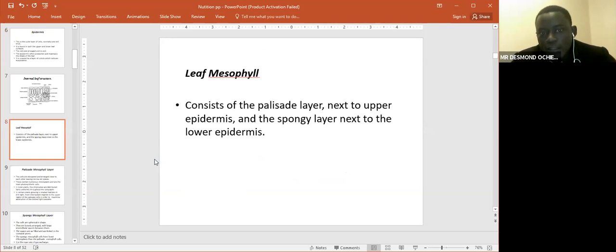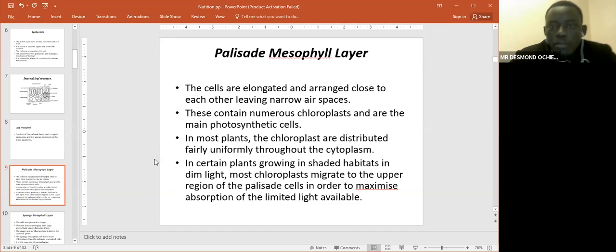The leaf mesophyll consists of the palisade layer, which is next to the upper epidermis, and the spongy layer, which is next to the lower epidermis. When you talk about the palisade mesophyll layer, the cells in the palisade mesophyll layer are elongated and are arranged close to each other, leaving narrow air spaces.